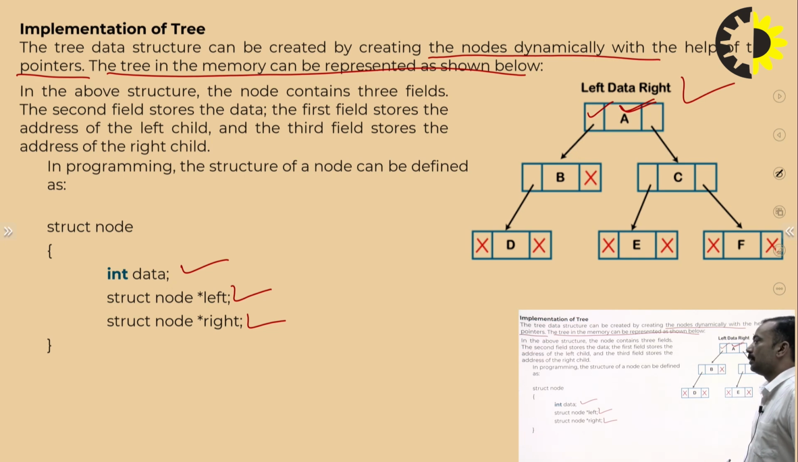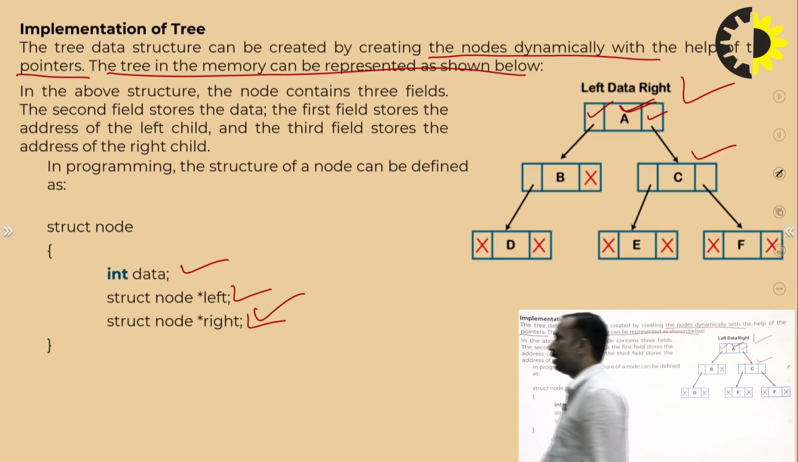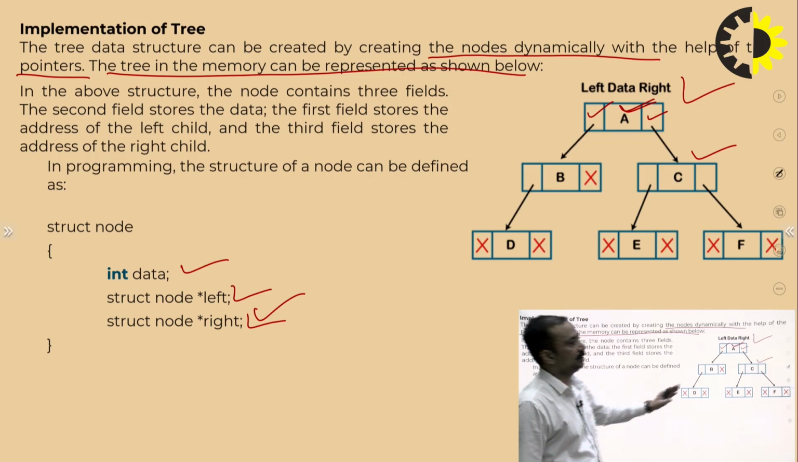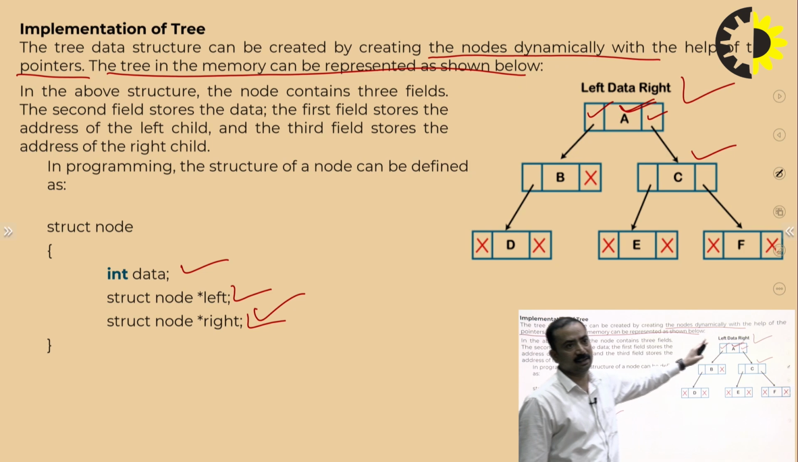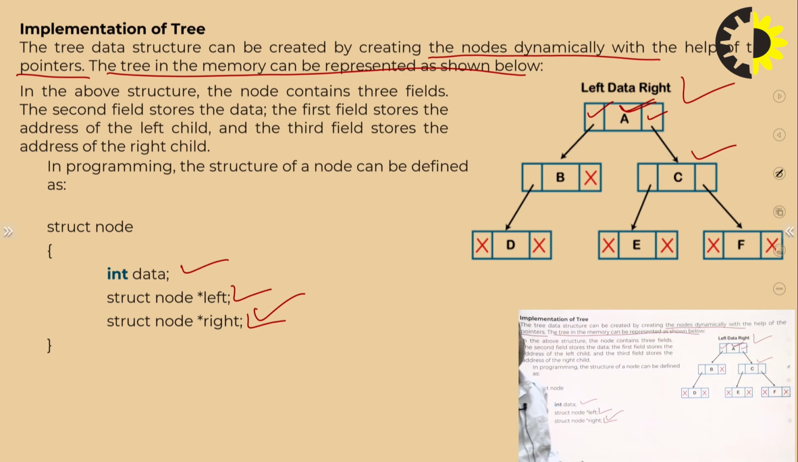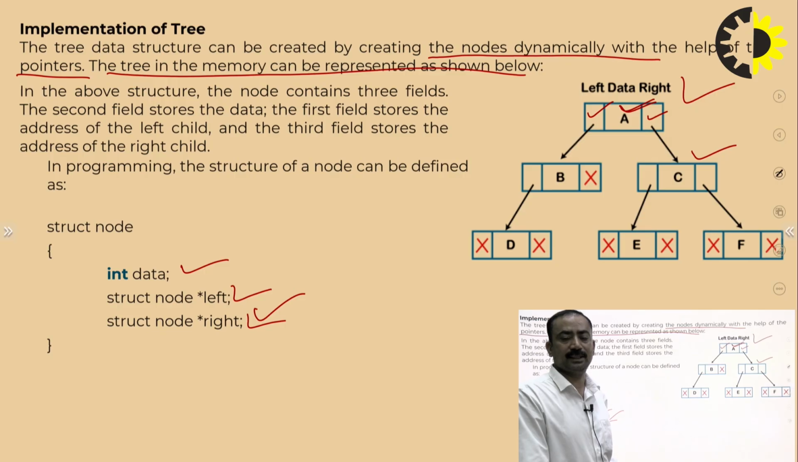With the help of pointers, A contains the address of the left child B, and the third portion contains the address of the right child, C. So this is the programmatic structure of a node in a tree. A node contains data, and also the addresses of the left and right child. If they exist, then the address; if not, then the values will be null.